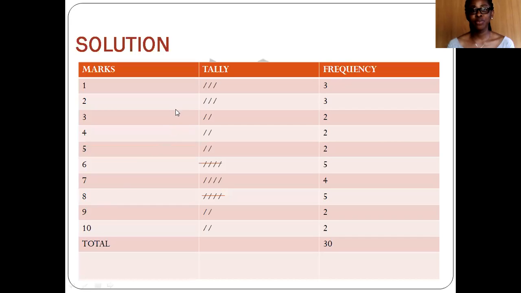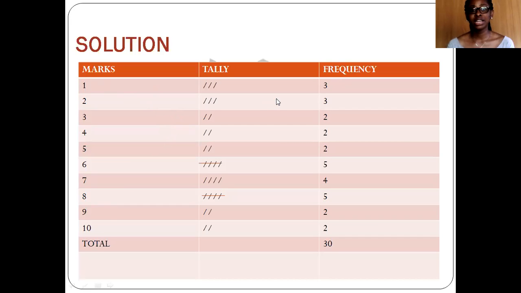Given this raw data, you won't really understand, but when you put them into a frequency table, you will know what it's all about. So now they ask us to draw a frequency table for the data and also find the mode. Don't forget that mode is the most occurred value. So this is our frequency table.